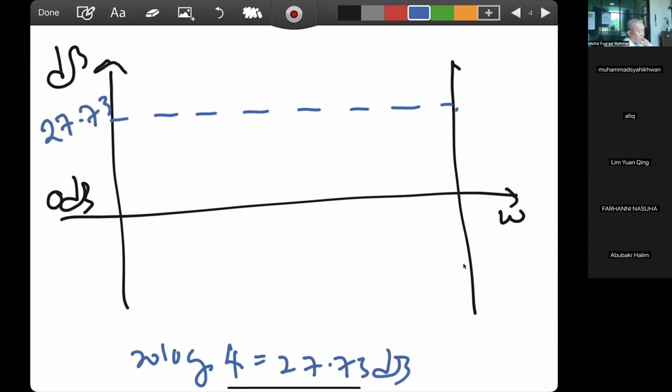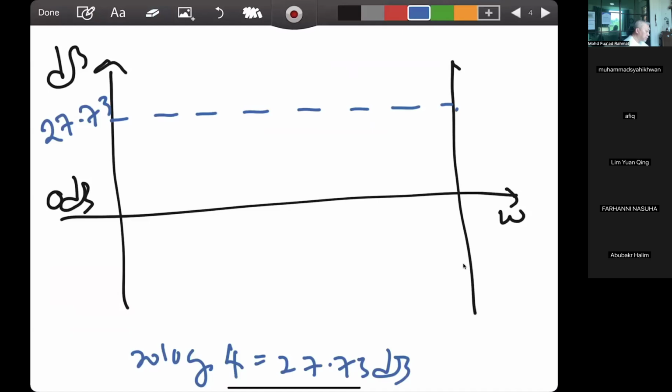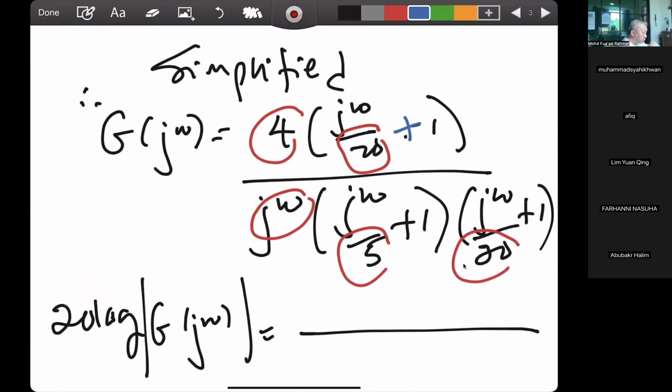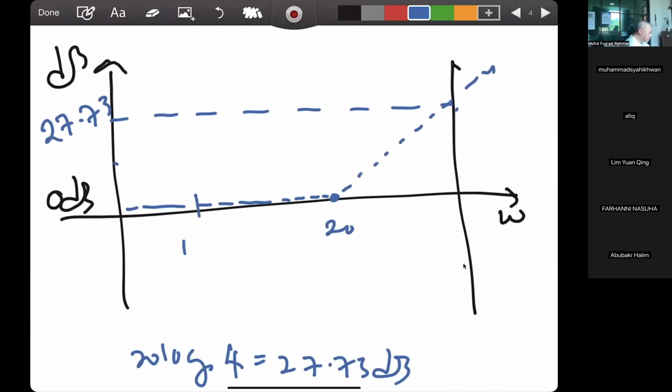Okay, and then you draw the second factor, which is the zero at minus 20. This one. Then we have poles at the origin. Okay, so this is K is equal to 4.